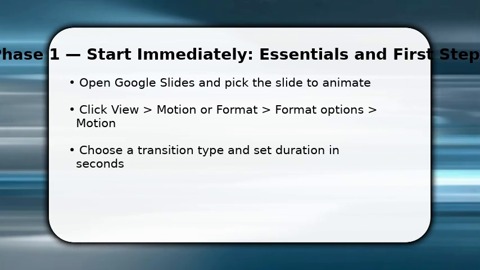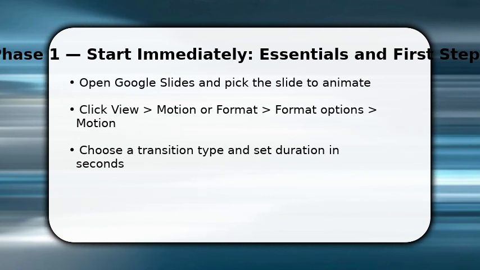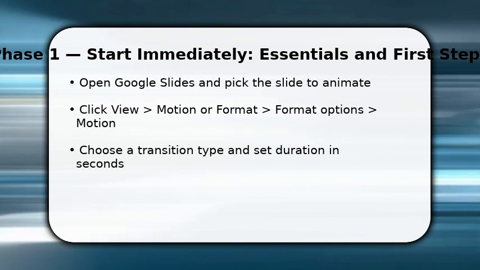You already have your deck, now add transitions. Open the slide you want, then open motion in view or format options. Select a transition style, fade, slide, flip, and set duration in seconds to control pacing. Once done, use the preview button so you hear and see timing immediately.